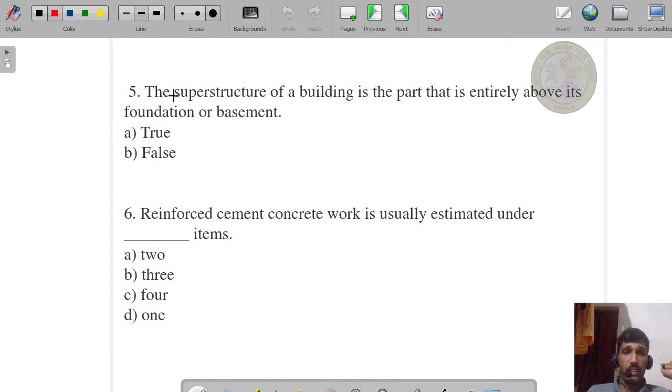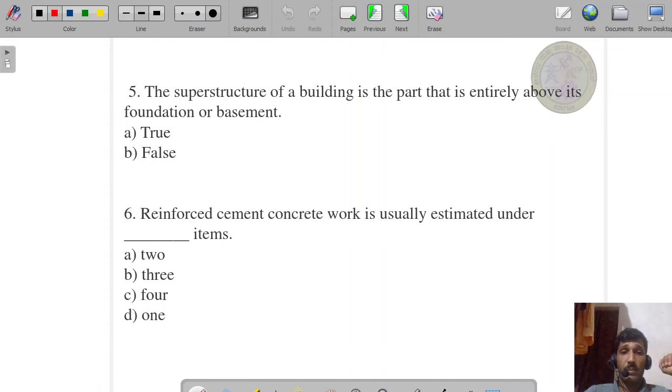Next, question number 5. The superstructure of the building is the part that is entirely above its foundation or basement. True or false? Which is the correct answer? Yes, exactly. True is the correct answer, because we always treat the superstructure as the part above the basement level. Below the basement level, that is the substructure.